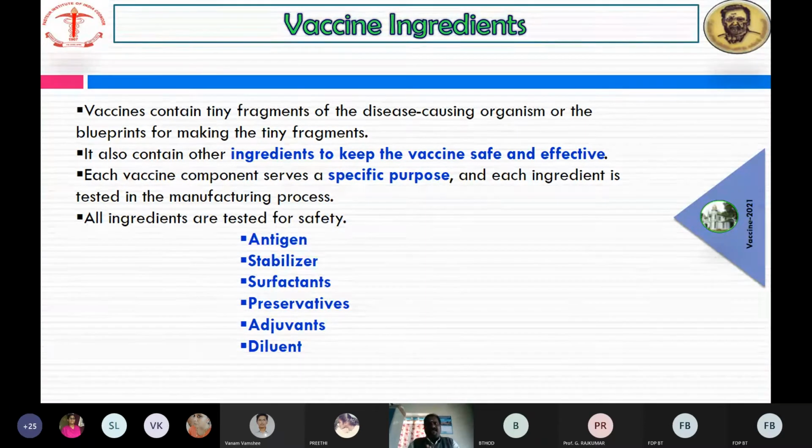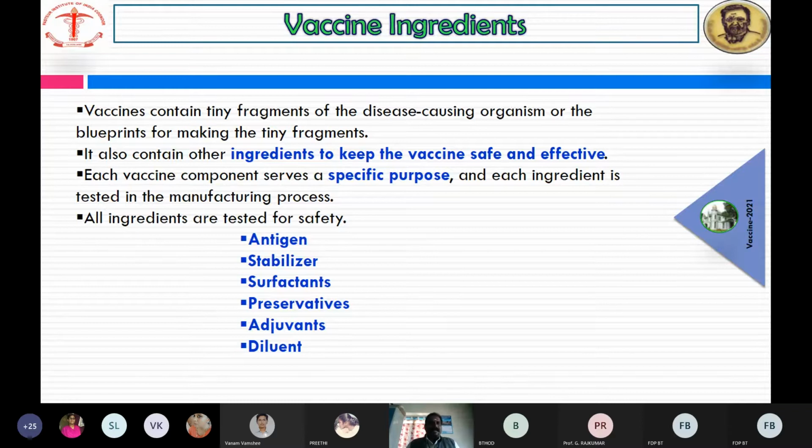It has multiple different components. Yes, a vaccine contains tiny fragments of the disease-causing organism, or the blueprints for making those tiny fragments, either a protein, or DNA, RNA or mRNA. That is called the blueprint for making the tiny fragments. It also contains other ingredients to keep the vaccine safe as well as effective.